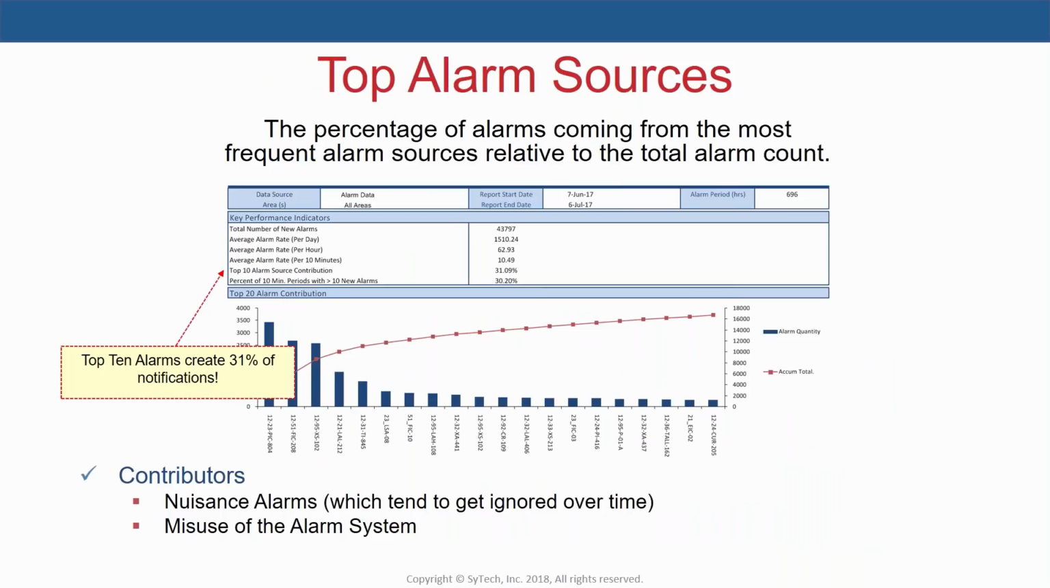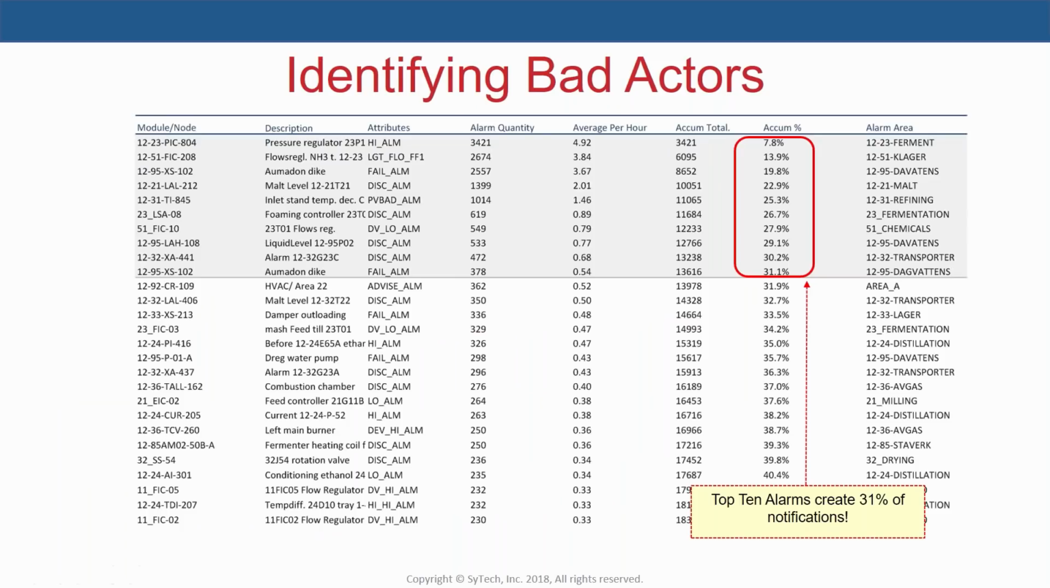So let's look at some of those other tabs and some of the other detailed information that appears. Looking at the top alarm sources, the bad actors we call it, is one of the most important things for ongoing alarm management improvement. And you can see here it's shown in a Pareto chart format. Here we look at the actual statistics and identification of the worst performing alarms. Why is this important?